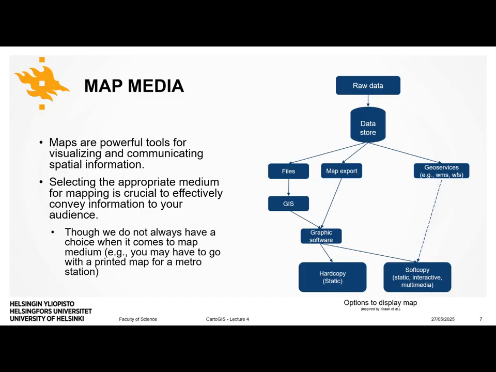Then another path the data can take is through geoservices, and we are familiar with WMS and WFS, where we have the possibility to publish vector data and raster data. And this is one of the ways many organizations that work with geospatial data share their data with others. So that's another interface of the data. And that can be shown as something static or interactive with multimedia and so on.